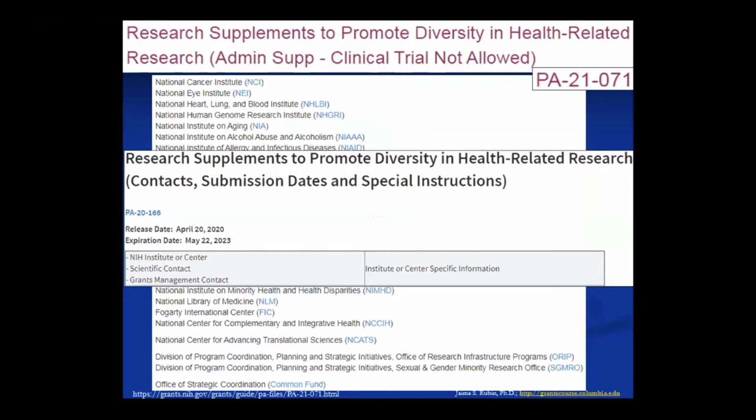Some might focus their money on undergraduates, some might focus their funding on faculty level individuals. But this program, these research supplements to promote diversity, is an NIH wide funding program that if you have a research mentor, if you meet the definition for diversity, I would really strongly encourage individuals to follow through.